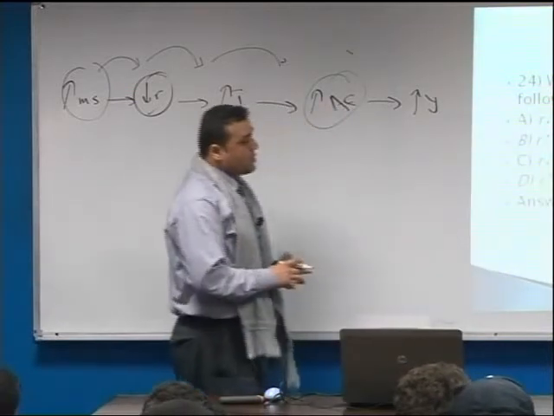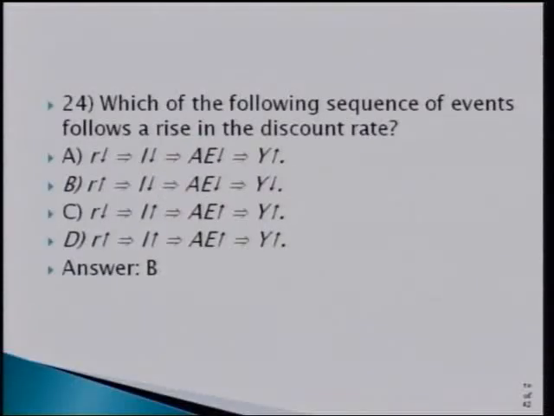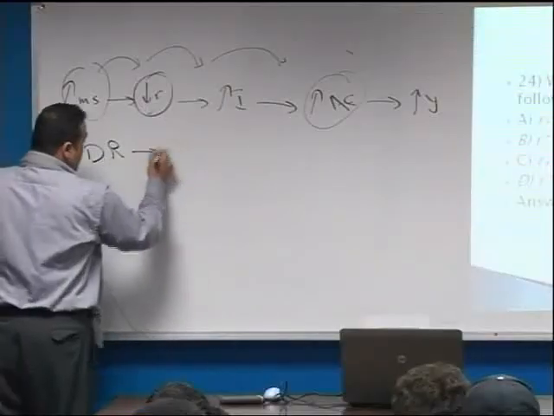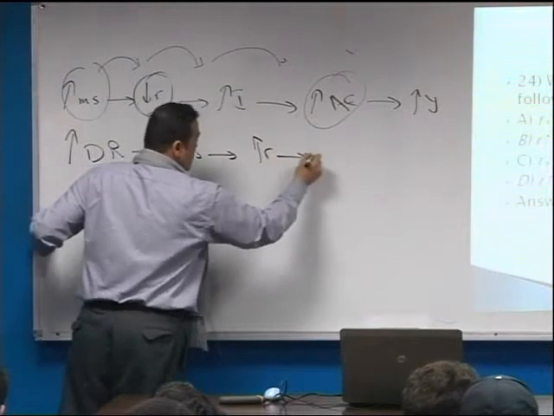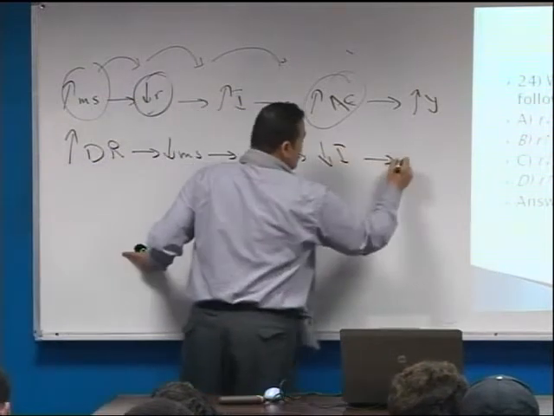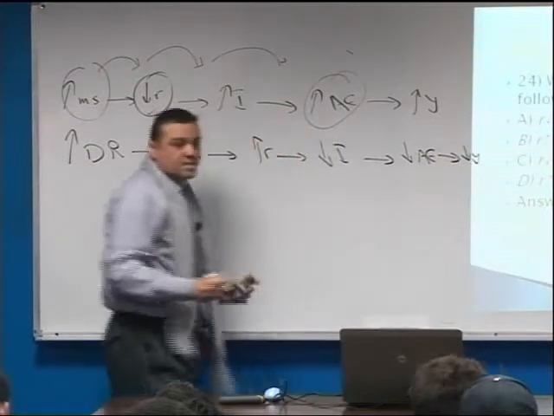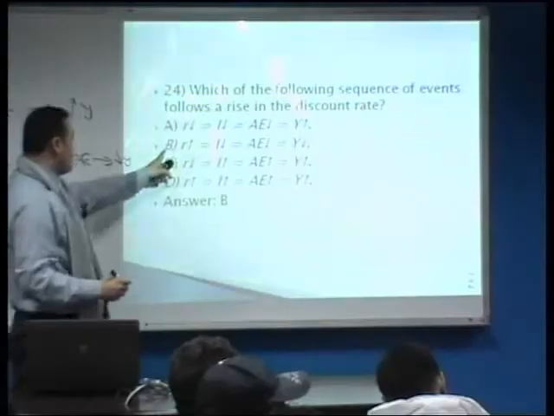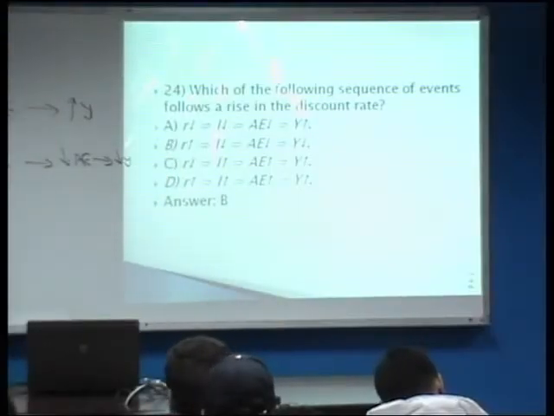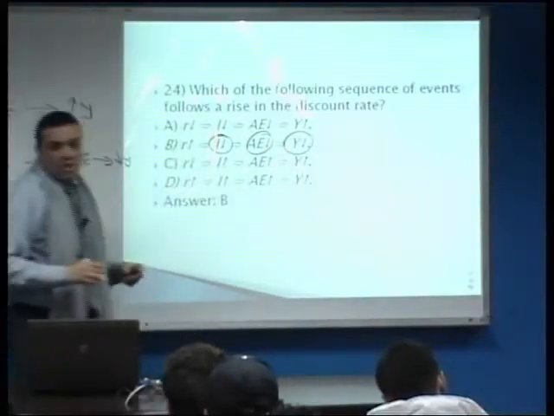Which of the following sequence of events follows a rise in the discount rate? Rise in the discount rate, decrease the money supply, increase R, decrease I, decrease aggregate expenditure, decrease Y. So where is the best answer? The answer is B, because there is an increase in R, decrease in I, decrease in aggregate expenditure, decrease in Y.